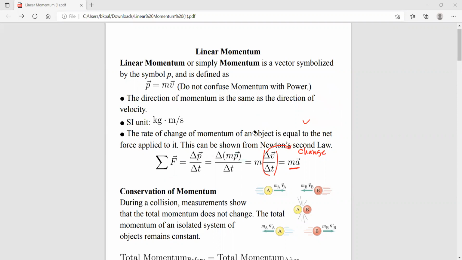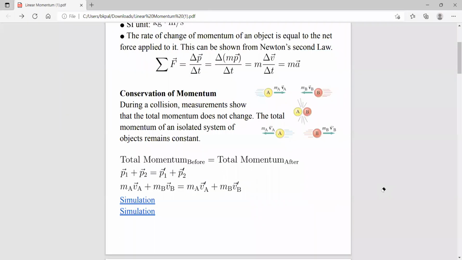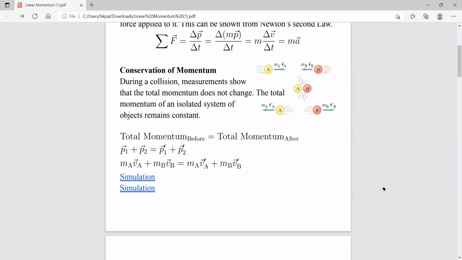The next thing we are going to learn is the conservation of momentum. In the last chapter you learned about conservation of energy and conservation of mechanical energy. Here we are going to learn about the conservation of momentum. So what is the conservation of momentum? If you remember from the last chapter, conservation means constant. So momentum is constant in any collision.